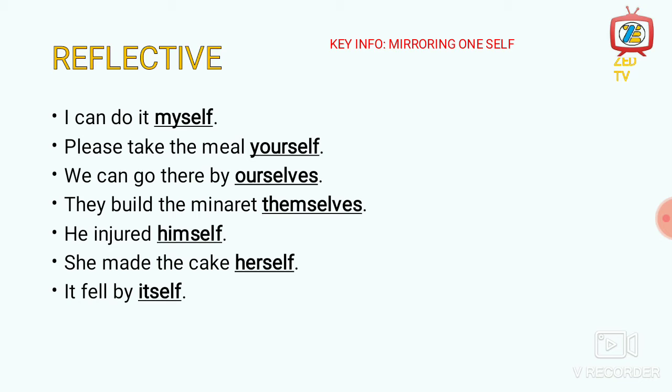Next, we also have the reflexive pronoun. A reflexive pronoun is a word that ends with self or selves that is used when the subject and the object of a sentence are the same person, place, animal, or thing. If you notice, the reflexive pronouns are derived from the personal pronouns I, you, we, they, he, she, it. Alright, it changed all the way to myself, yourself, ourselves, themselves, himself, herself, and itself.